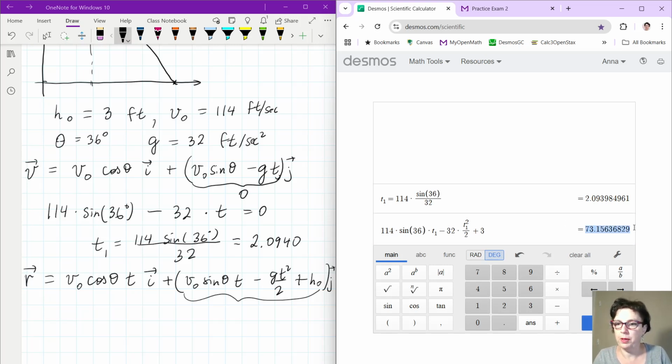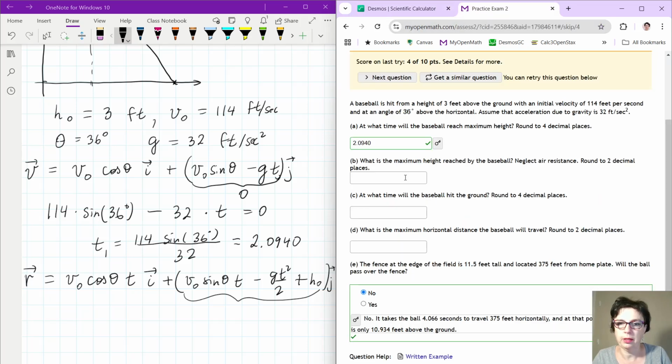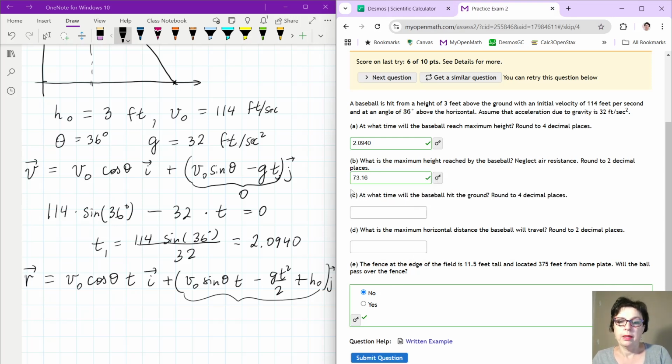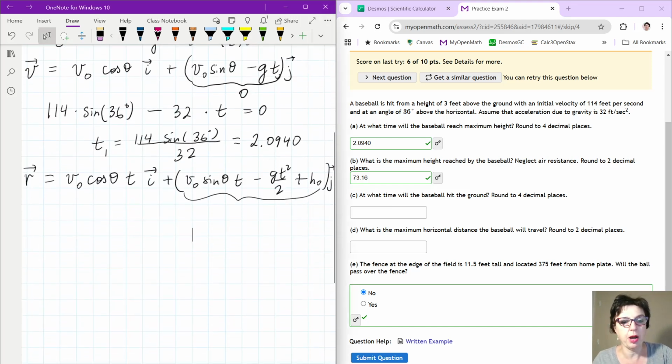Okay, so that would be my maximum height. It says 2 decimal places, so I guess it would be something like that. Now this part is where you have to solve a quadratic equation because you want to know at what time the baseball will hit the ground. So it'll hit the ground when this y component, right here, is going to be 0, right?